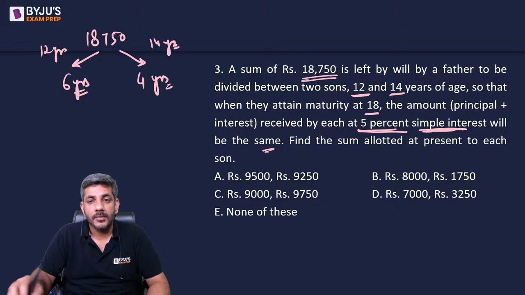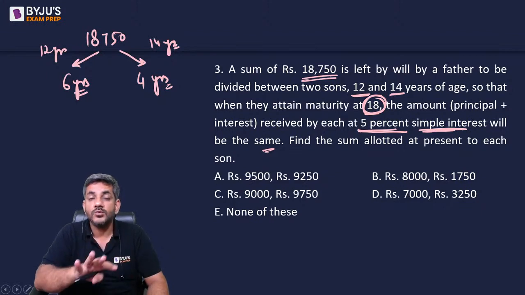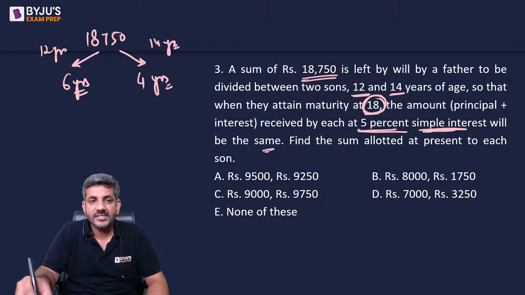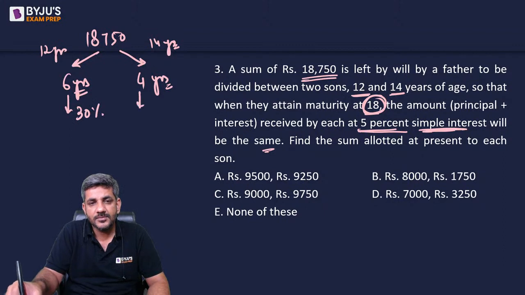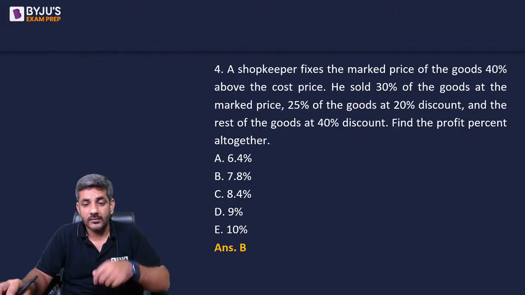Okay, because everyone would get the money after 18 years of age. So once the person who is 12 years old, he will be getting the money after 6 years. The other one would be getting it after 4 years. Now at 5% simple interest in 6 years, this guy would get 30% interest and this person would get 20% interest. So his amount would become 1.3 times of his principal. His amount would become 1.2 times of his principal, and we want these to be equal, right?